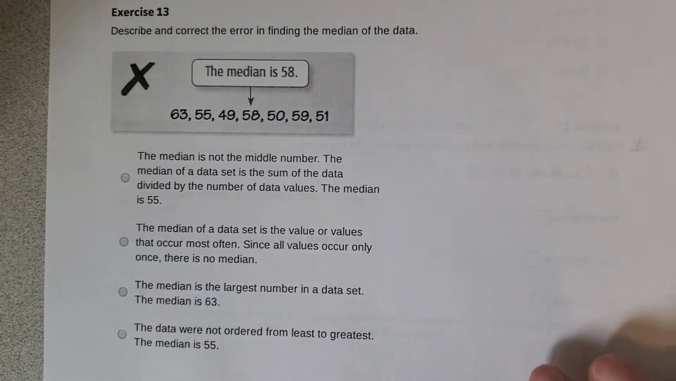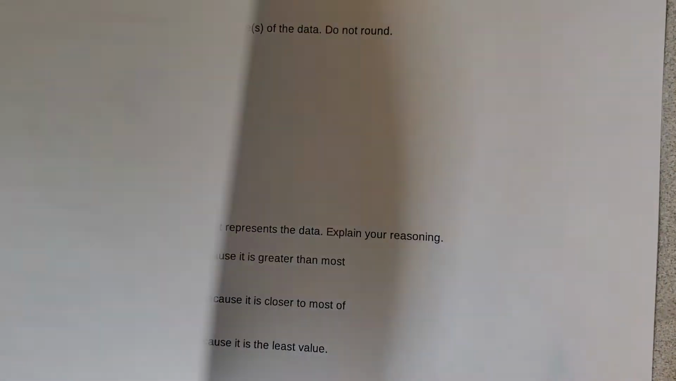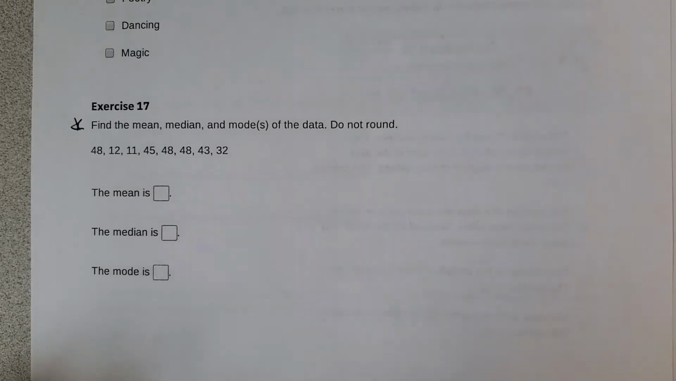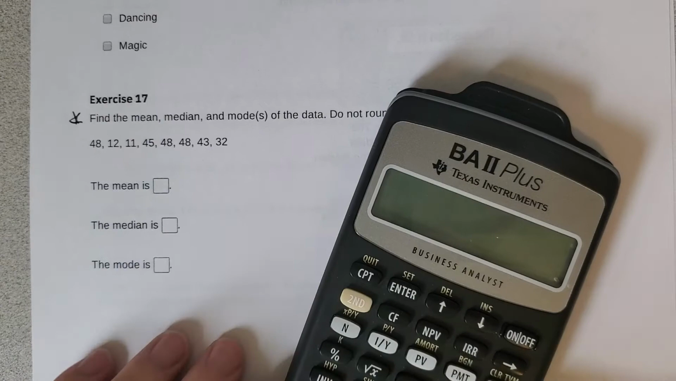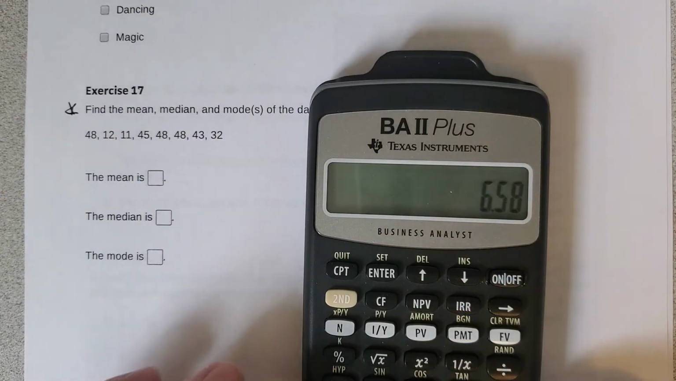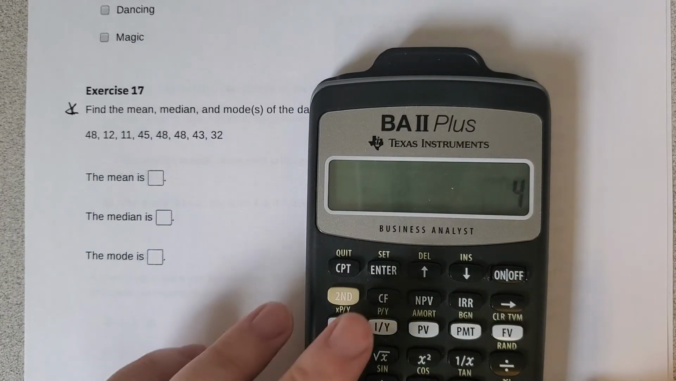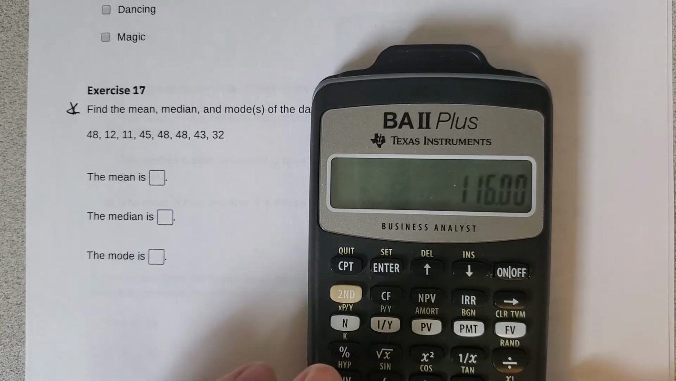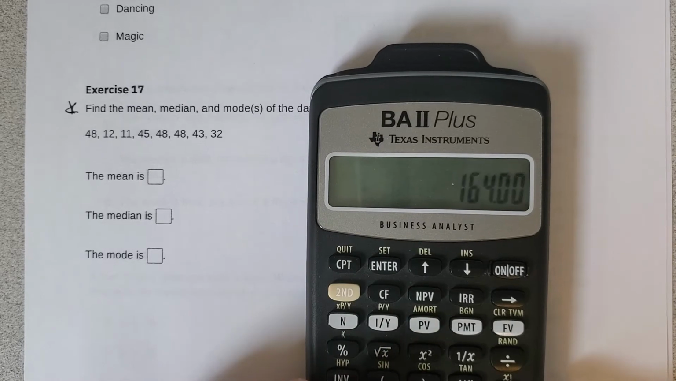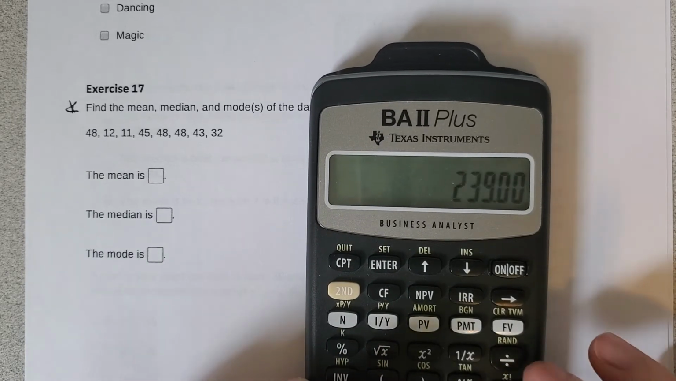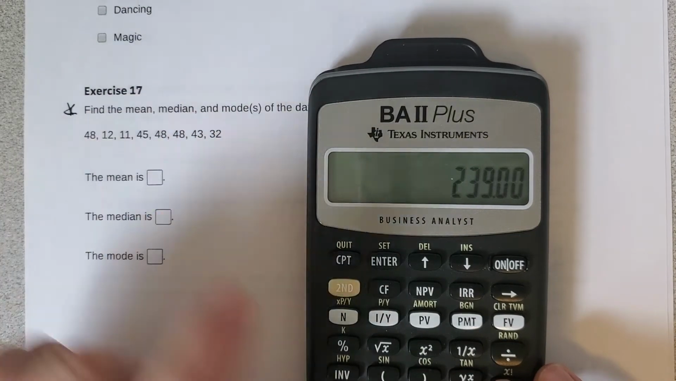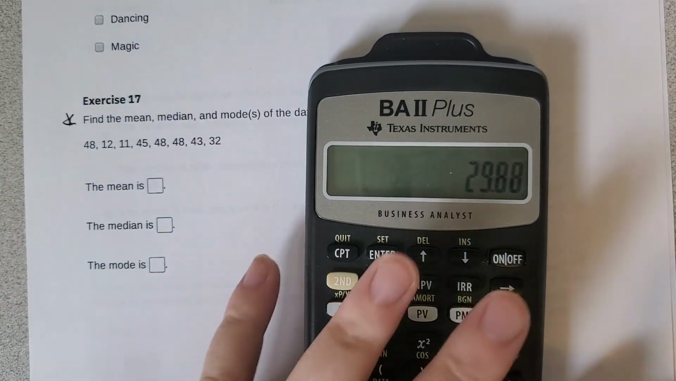All right, then we have number 17. We need to find the mean, median, and mode of the data. Do not round. So for the mean, all you do is add up all the numbers and divide by how many there are. So we are going to do 48 plus 12 plus 11 plus 45 plus 48 plus 43 plus 32. Then we will divide that by 1, 2, 3, 4, 5, 6, 7, 8. And we get 29.88.